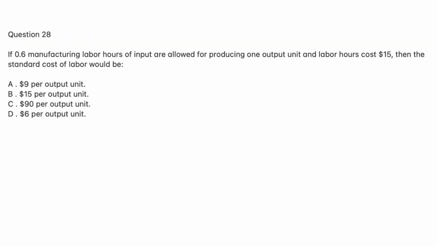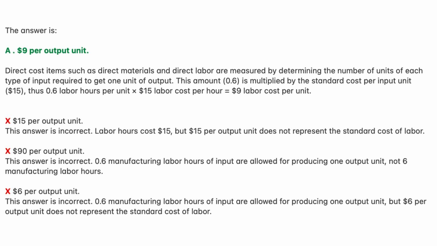Question 28. If 0.6 manufacturing labor hours of input are allowed for producing one output unit and labor hours cost $15, then the standard cost of labor would be A. $9 per output unit. B. $15 per output unit. C. $90 per output unit. D. $6 per output unit.